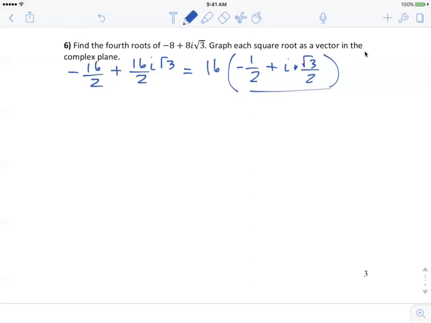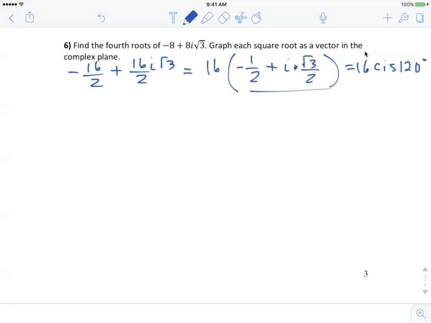So this is 16 cis 120, cosine plus i sine 120, right? So that's a little bit of a shortcut, a quicker way to get it if you see it. You don't have to do it that way, but I thought I would show it to you. So that's the first step: you got to get the trig form. Next step, apply that formula.